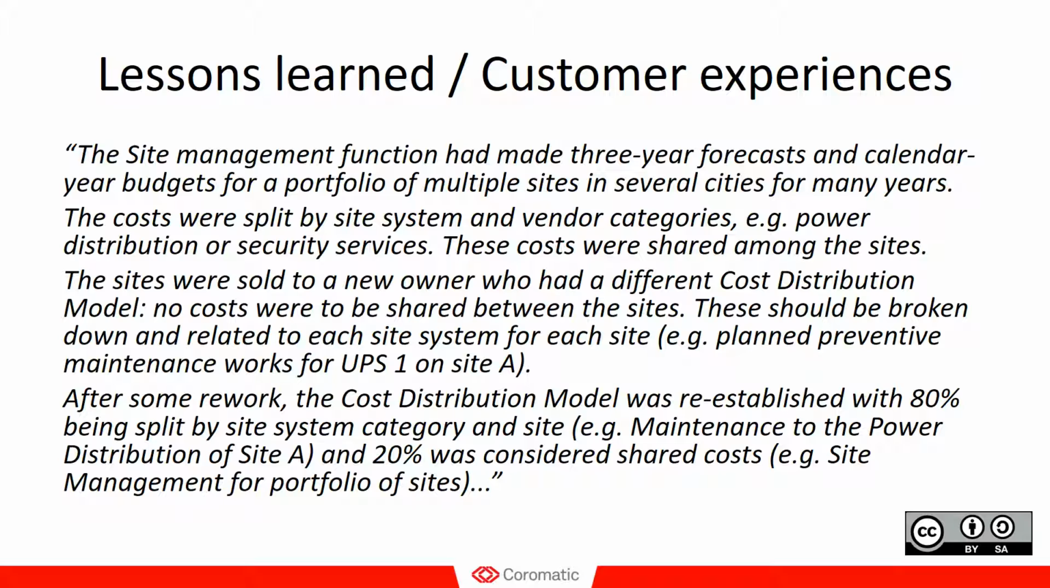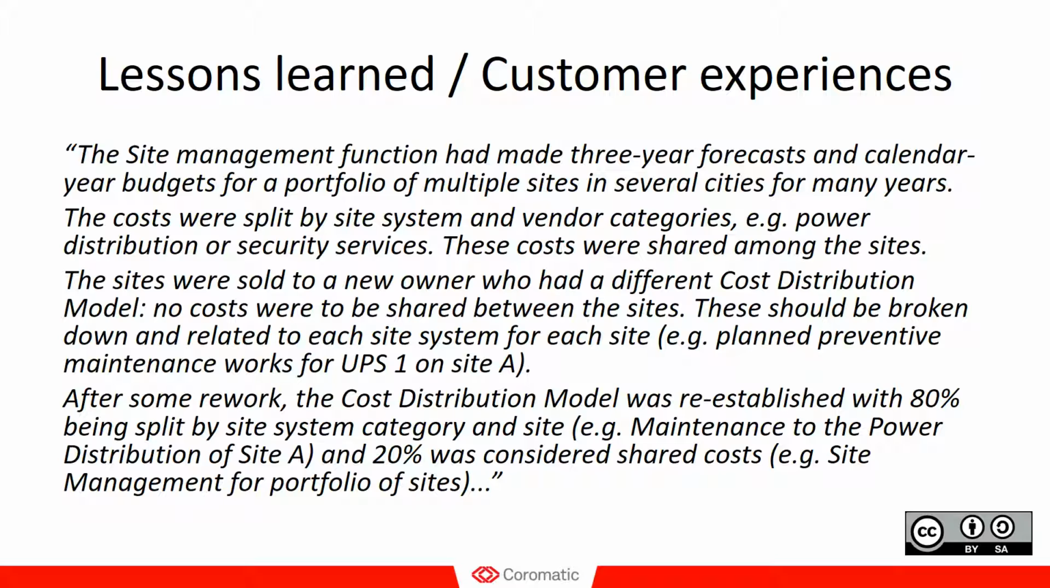reorganizing the numbers. So there was a joint effort between the parties and some support by advisory consultants. What they ended up with, together with the controllers, was a cost distribution model that was a bit more balanced. So 80% of the costs were split by site system category as before, but split between the sites. So that means any maintenance to the power distribution of site A was one cost category.